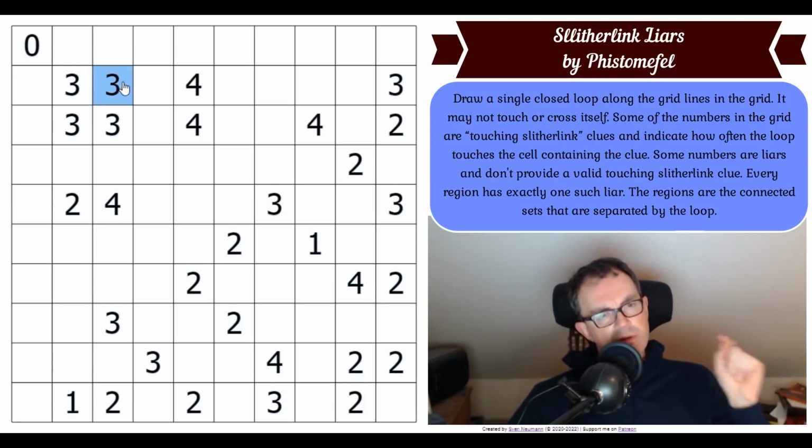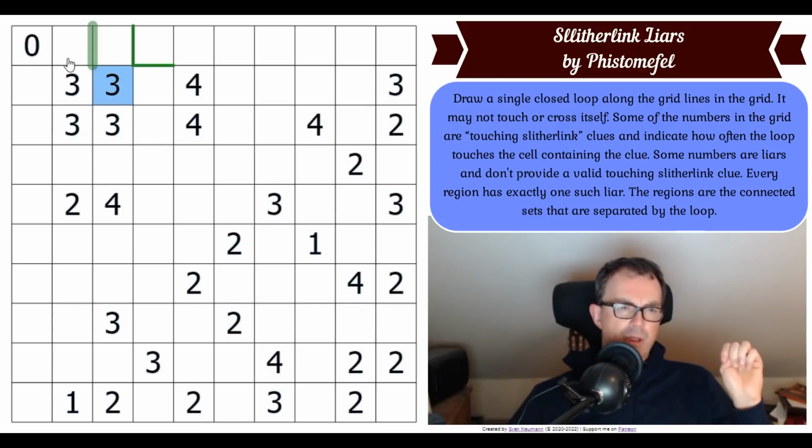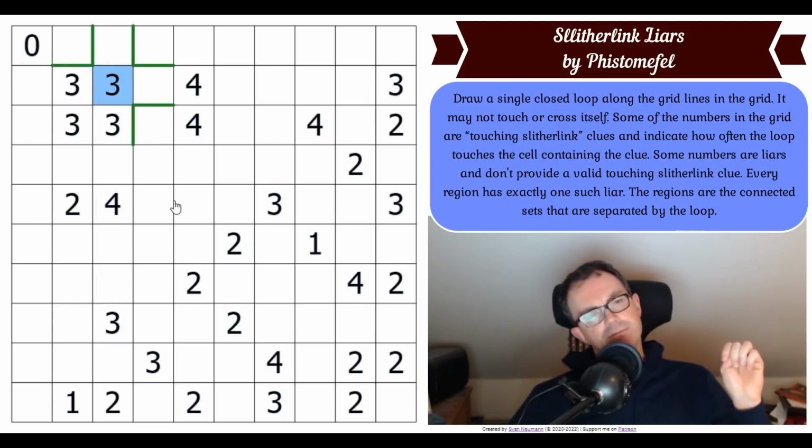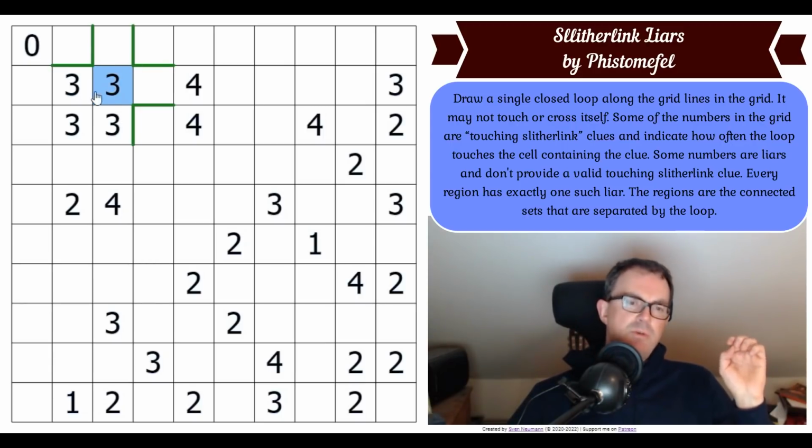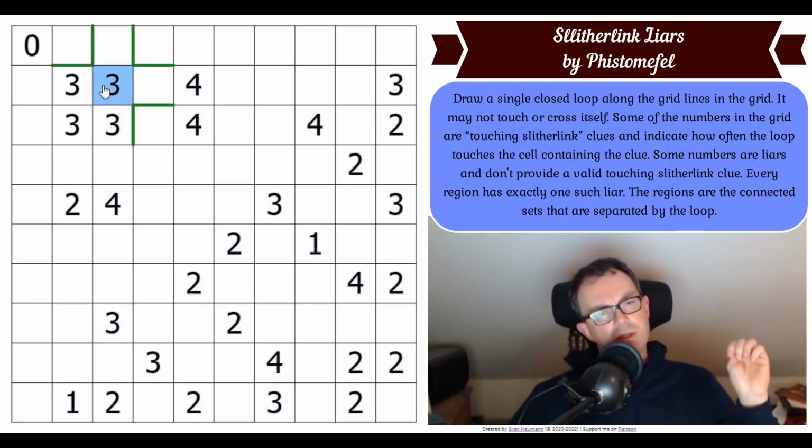But the thing that's worrying me is it might not be necessary for there to even be a sort of loop segment around this 3. Why couldn't you do that? The answer to that is you probably could. That cell is being touched 3 times by the loop. Although, again, we could do quite a lot of shading off the back of that. But the thing is, yeah, that could move over here, couldn't it?